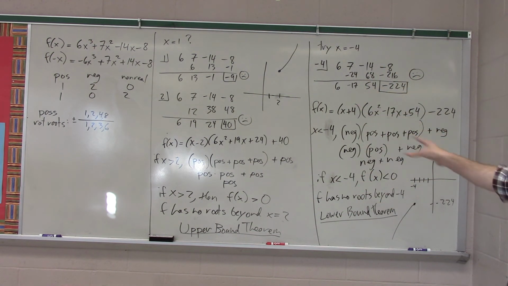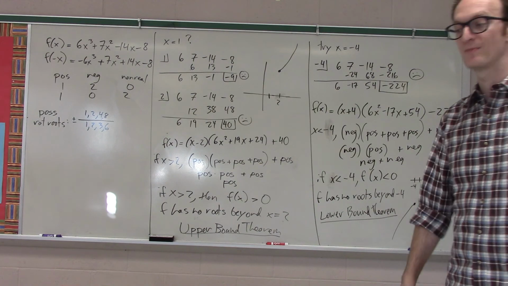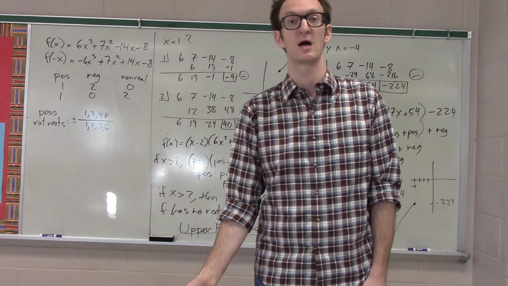Okay, so blind guessing, the rational root theorem, the intermediate value theorem, Descartes' rule of signs, and these upper bound and lower bound theorems can be combined together to make the search for roots a lot easier.